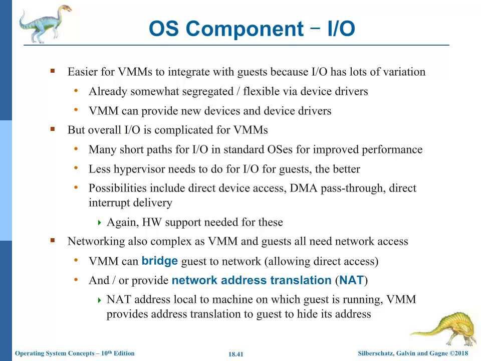With Type 0 hypervisors that provide direct device access, guests can often run at the same speed as the native operating systems. With direct device access in Type 1 and Type 2 hypervisors, performance can be similar to that of a native operating system if certain hardware support is present. The hardware needs to provide DMA pass-through with facilities like VT-d, as well as direct interrupt delivery.